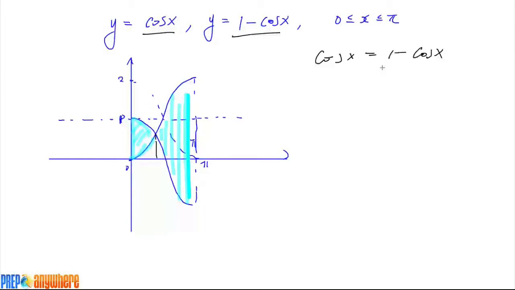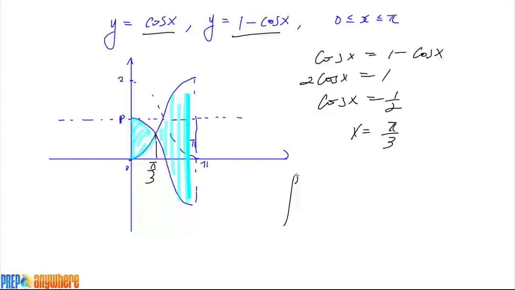Bring the cosine x over, you get 2 cosine of x equals 1, so cosine of x equals half, so x is equal to pi over 3. So this is pi over 3. So we have to integrate from 0 to pi over 3, and then pi over 3 to pi.